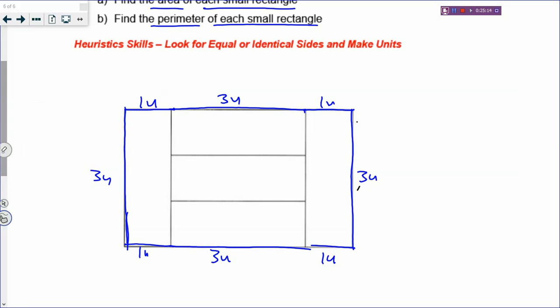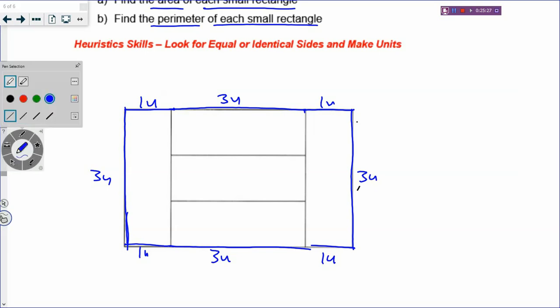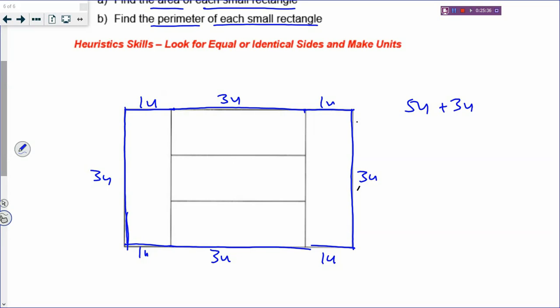So perimeter means to find the outline, to add or to trace the outline of the figure. All right, this is what you see, the outline of the figure, and then you add up all the sides. So what is the perimeter of this figure if you add up all the sides? So you have 5 units, which is the length of the entire figure, then plus 3 units, which is the breadth of the entire figure, then plus another 5 units, another 3 units. So if you add them all together, that will be 16 units altogether.